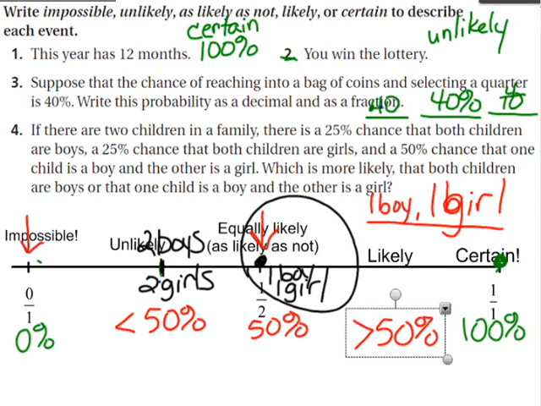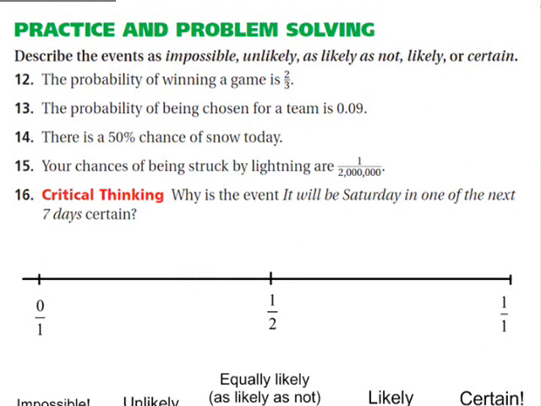Now I know this jumps around a little bit. We're going to question 12. What is the probability of winning a game if the probability is 2/3? Well, where will 2/3 go on this number line? We have 0 down here, and we have 1 right here.